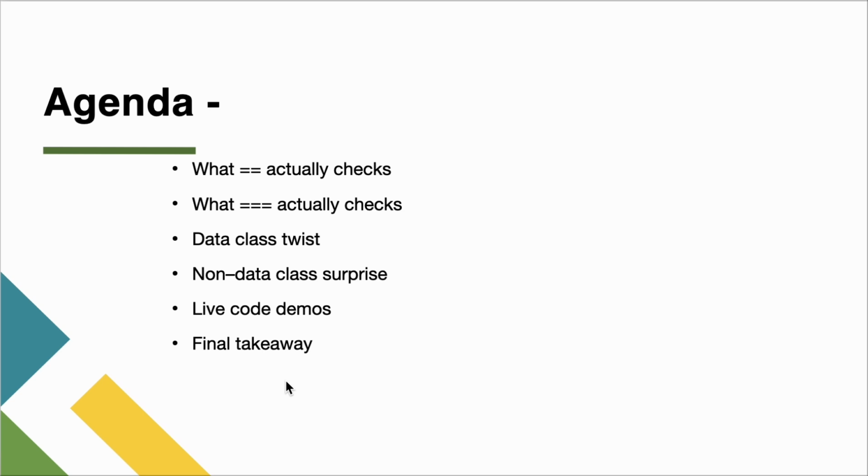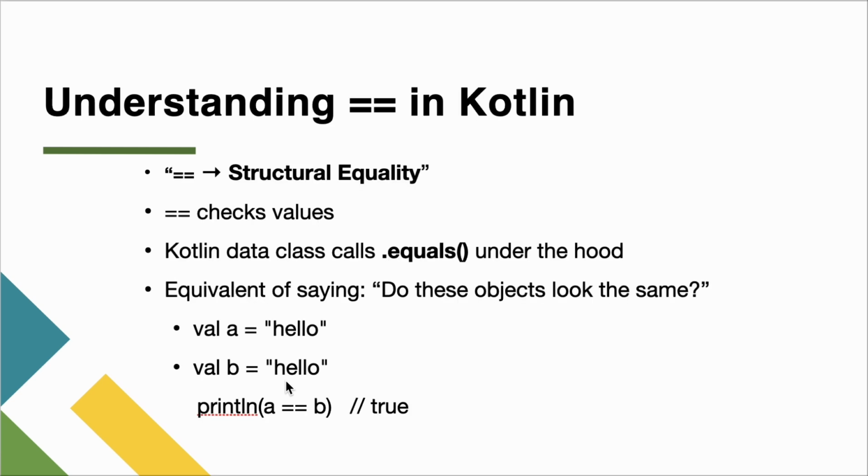So here's the plan. First, I'll show you what these operators actually compare, the double and the triple equals. Then we will check how data classes behave and the surprise plot twist with regular classes. What is the difference between data classes and regular classes, and how do double and triple equals behave in both of the classes? And of course, some live code in Android Studio. All right, so let's begin.